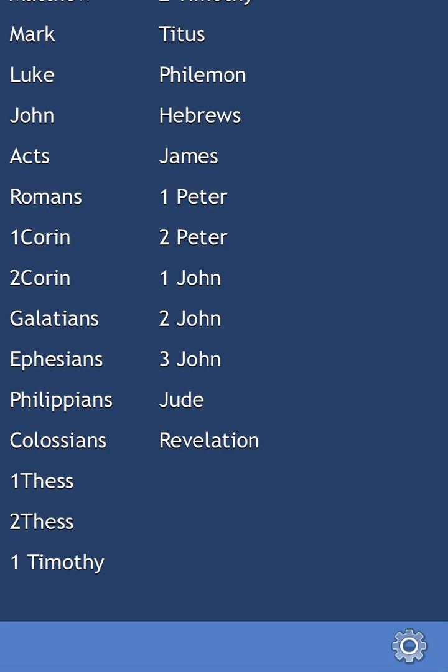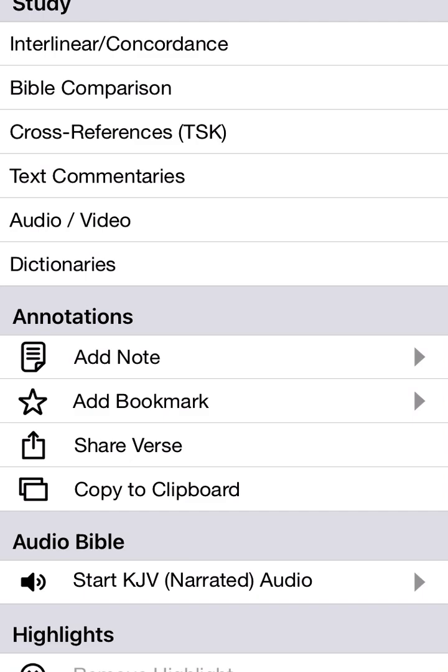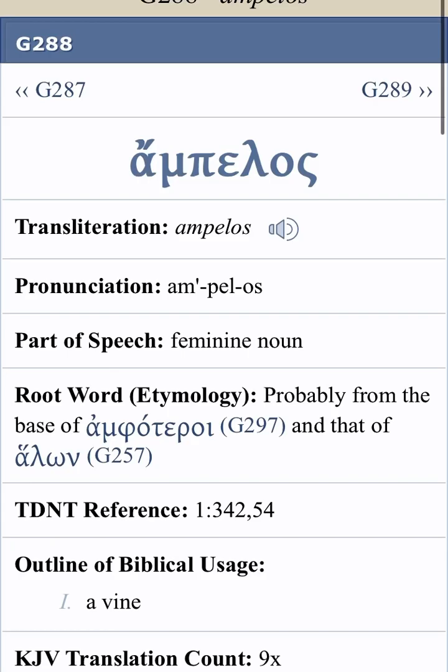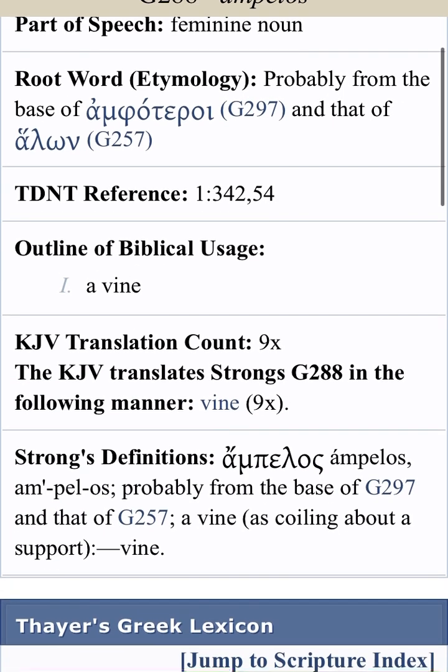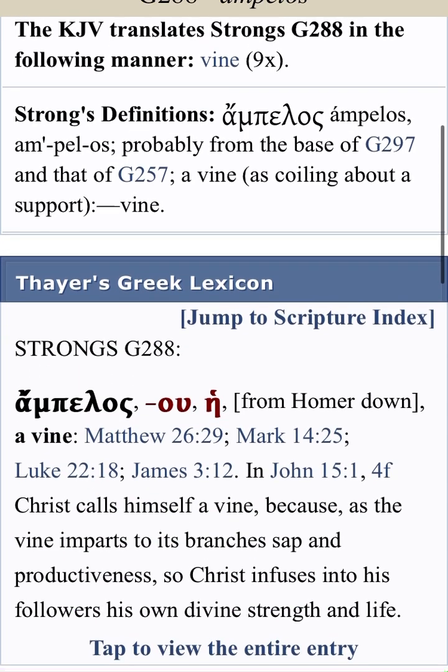Which we got the definition of sprawl. It says to extend outwards from as from a central point. All right, and this is John chapter 15, and we'll get verse 1. And we'll get the definition of vine. And it says vine, and that of a vine as coiling about a support. It says vine, all right?